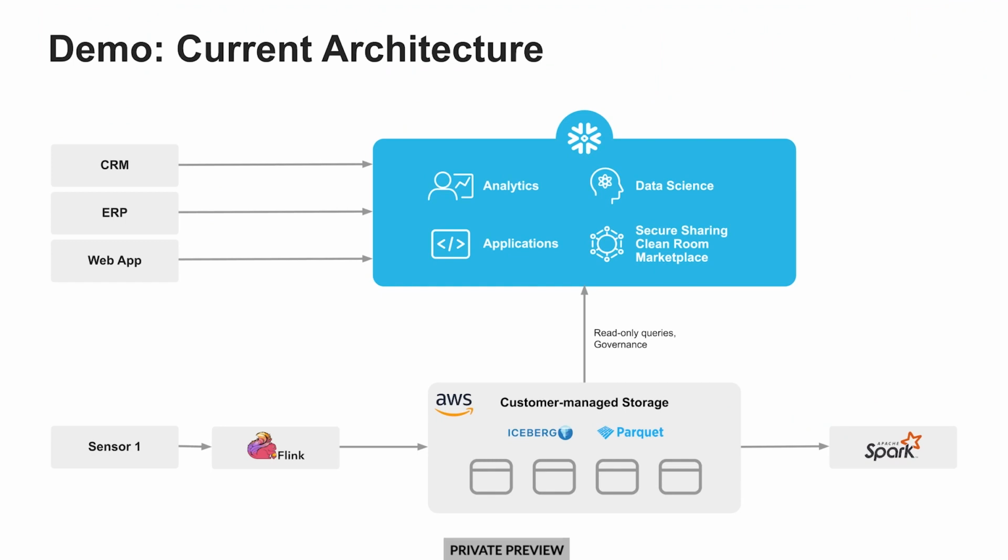Now I want to show you Iceberg tables in action. For this demo, we'll use S3 as our customer managed storage, but of course, you can choose Azure Blob Storage or GCS as well. I'm going to play the role of a data engineer at a manufacturing company collecting data from water sensors. Pipelines are landing data in S3.